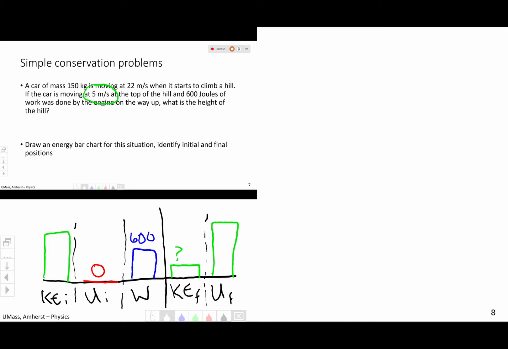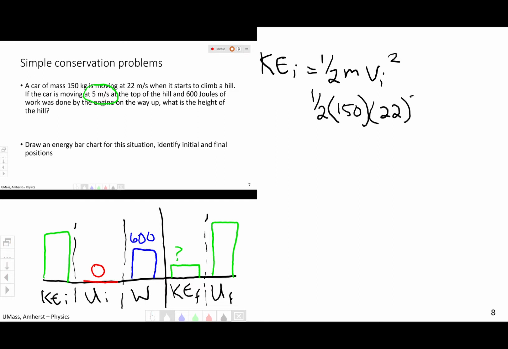Now let's figure out exactly how much potential energy there is. In order to do that, we need to figure out the initial kinetic energy. Kinetic energy initial is going to be 1/2 m v initial squared, which is 1/2 of 150 times 22 squared. And that is a grand total of 36,300 joules. Okay, so my bars are a little bit non-proportional. This should be like way up here.